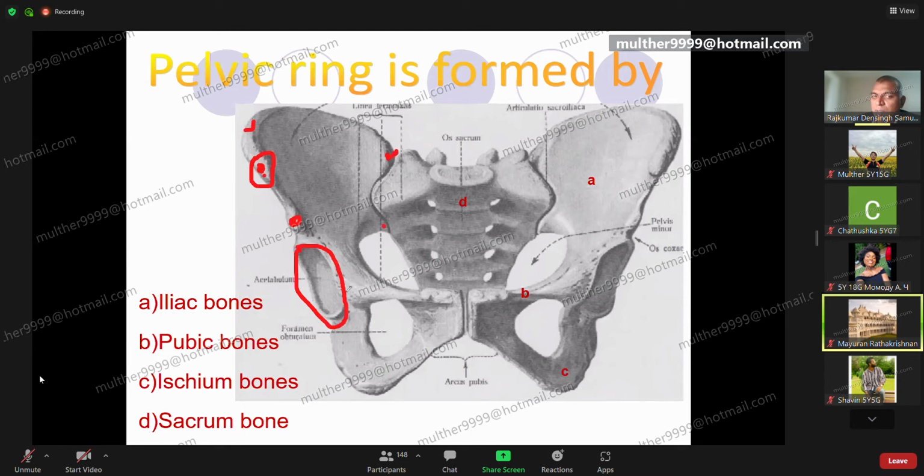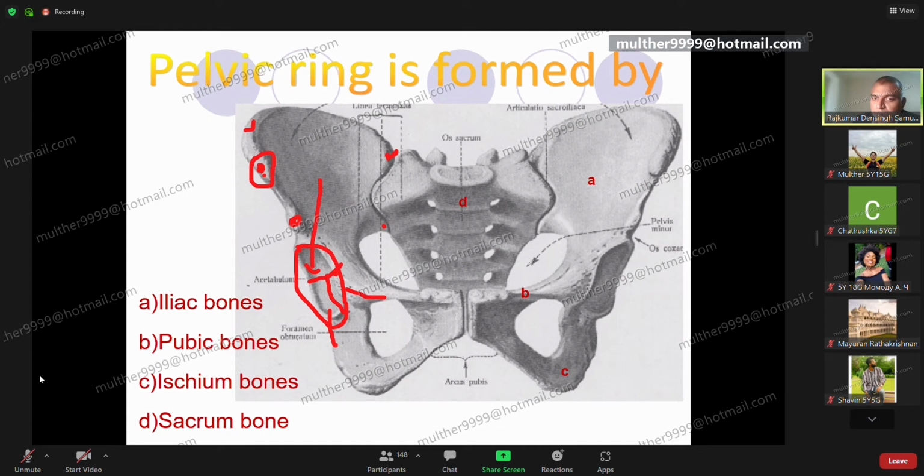Acetabulum. Yeah, here is where all these three bones fuse. So here is where your three bones fuse. You can see this is from the iliac bone, this is from the pubic bone, this is from the ischial bone. So these three bones are fused in this region called the acetabulum.